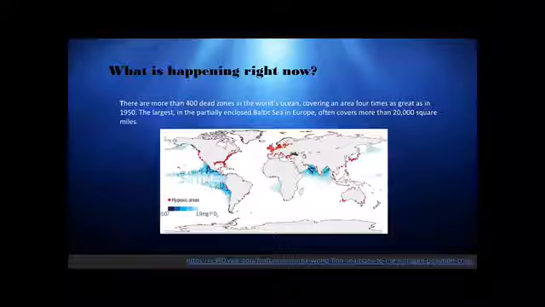So, what's happening right now? Right now, there are more than 400 dead zones in the world's ocean, as we can see in the picture, covering an area 4 times as great as in 1950. The largest, in the partially enclosed Baltic Sea in Europe, often covers more than 20,000 square miles.